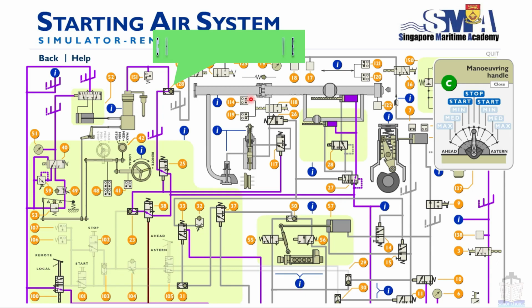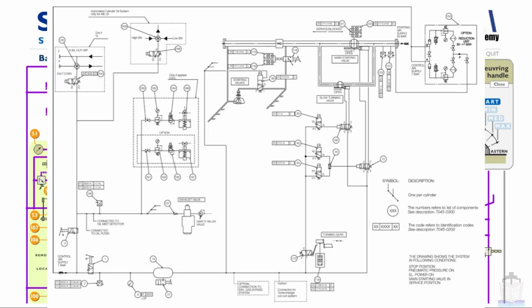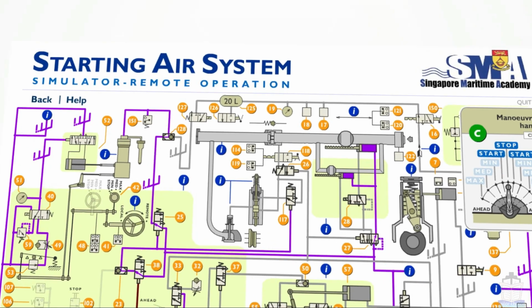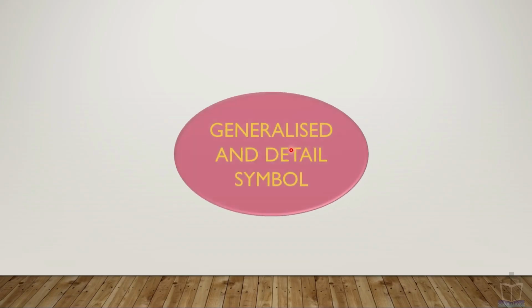So I hope that you are now familiar with all types of valves which are used in the MAN B&W MC engine. If I talk with respect to the ME engine pneumatic diagram, then we can find that a very small number of valves is used compared to the MC engine pneumatic diagram. Now I am assured that you are well familiarized with all types of valves shown in this diagram. Now coming to the next topic, that is generalized and detailed symbol.